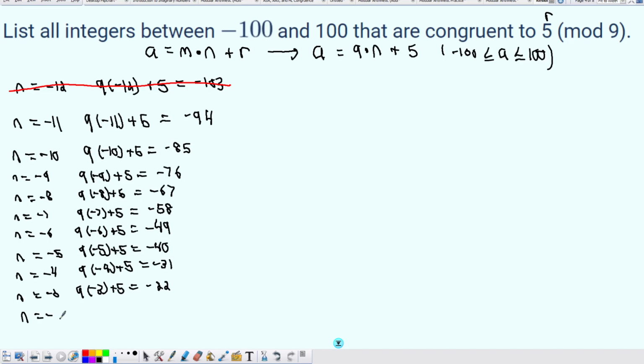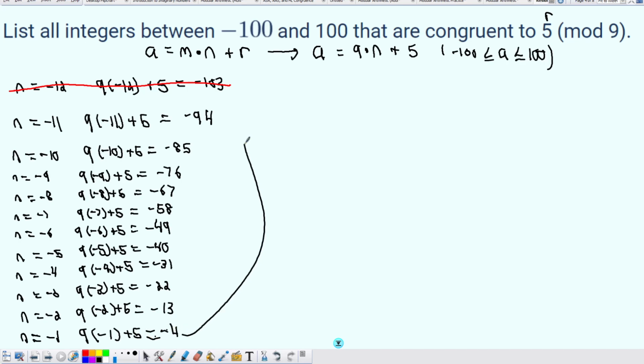N equals negative 2. 9 times negative 2 plus 5, that's negative 13. N equals negative 1. 9 times negative 1 plus 5 is negative 4. Okay, continuing on. Now we got 0. N equals 0. So 9 times 0 plus 5 is equal to 5.